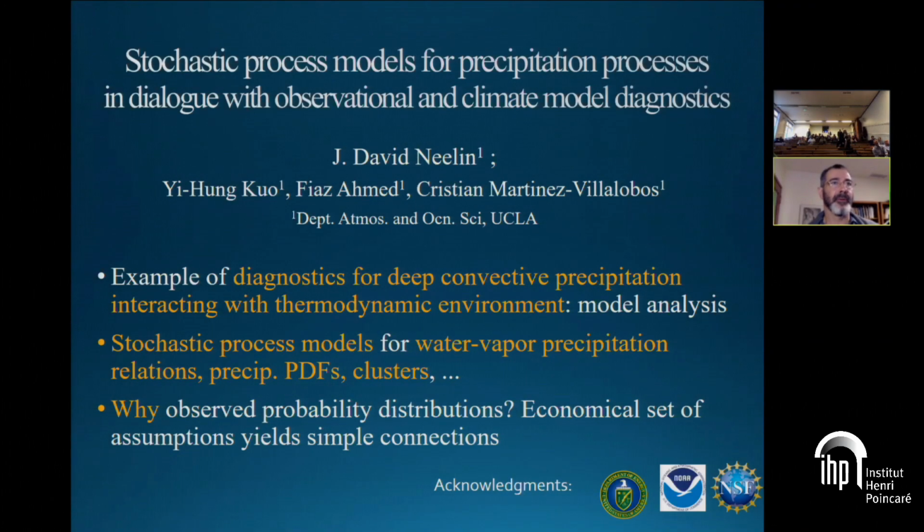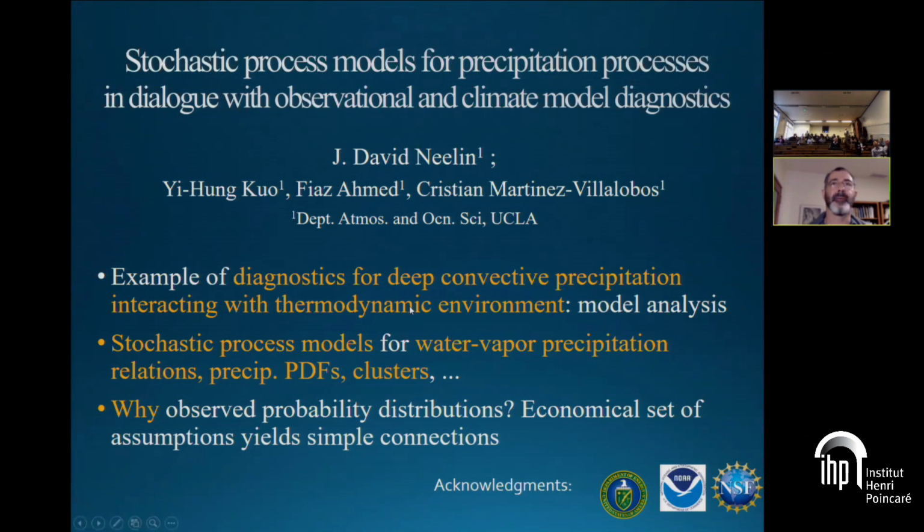So today I want to go back and forth between some examples of diagnostics for deep convective precipitation and the way it interacts with its thermodynamic environment, moisture and temperature, analyzing observations and models on the one hand, and then using stochastic models, fairly simple ones, to understand why we see what we see.